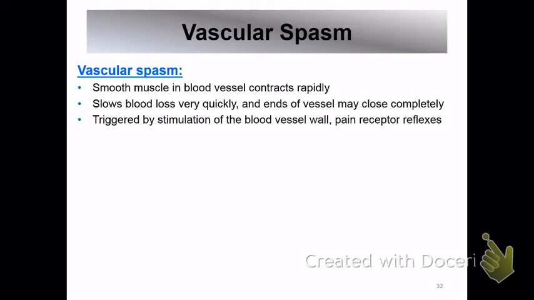Okay, so now we have a slide on each of them. What is a vascular spasm? So that's going to be where it flexes. So smooth muscle in blood vessel contracts rapidly, like, you know what spasms are. Slow blood loss very quickly, and ends of vessels may close completely. So they flex, relax. And it's going to be stimulated. It says triggered by stimulation of blood vessel wall pain receptors. So the pain receptors stimulate it in the blood vessel.